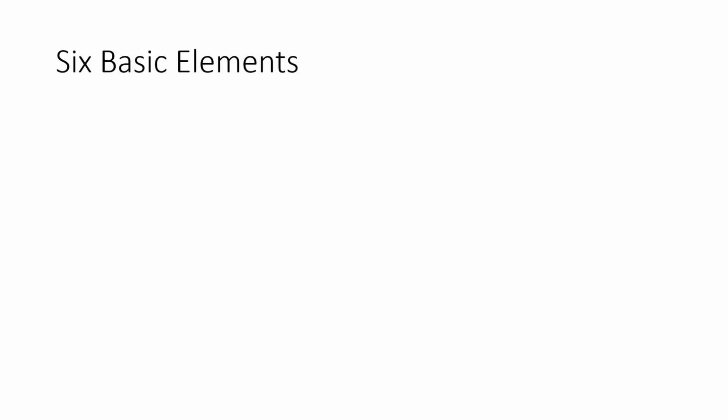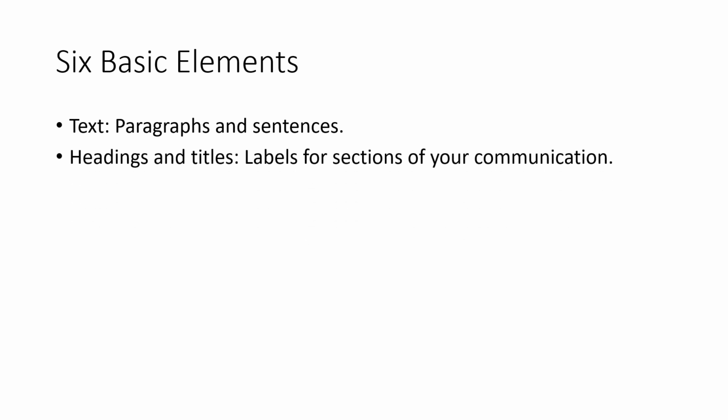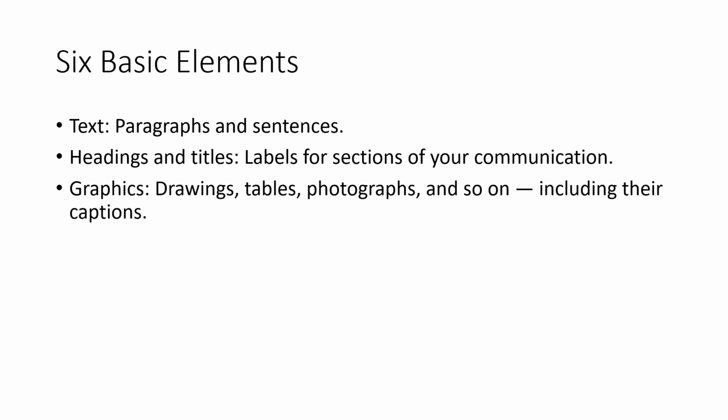So the basic elements we're going to be talking about on our document are the text. This is the paragraph and the sentences. This is where our information is going to be. We're going to have headings and titles. This is going to be our labels for the different sections of our document for our paragraphs and sentences. Graphics, we're going to have some graphics sometimes, which is going to be drawings, tables, photographs, and then the captions that go with them.